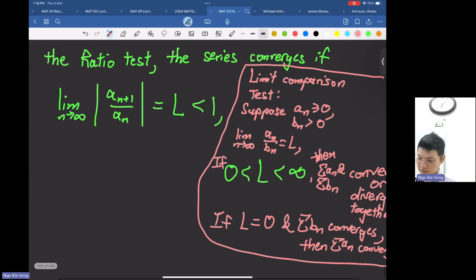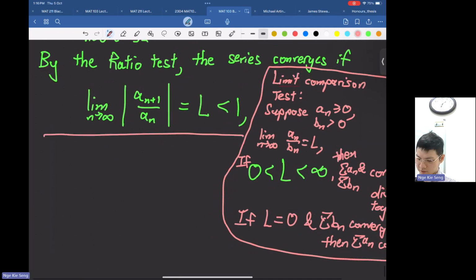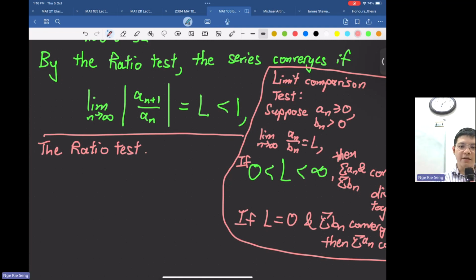So what is the ratio test? Let's recall. Any condition on An or not? Non-zero. You sure? If it's non-zero, why should we put absolute value there? Oh, non-zero. I thought you said non-positive.